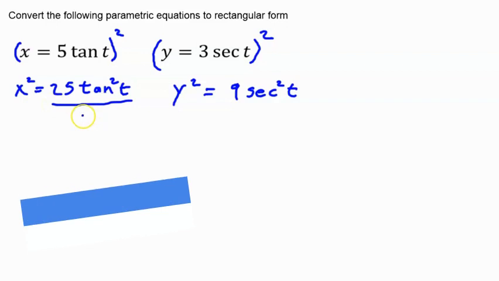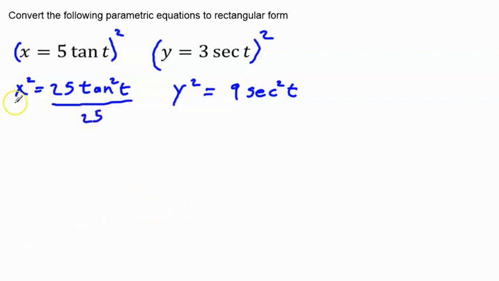So in the previous example, we had the functions by themselves. So we're going to do the same thing here. We're going to divide both sides by 25. The 25s cancel out, and now we just have tangent squared by itself. We do the same thing on the other one, divide both sides by 9, and now we have the secant squared by itself. So what identity could we use here?